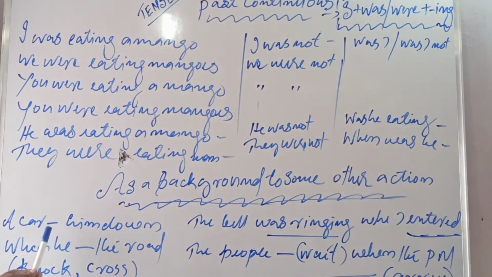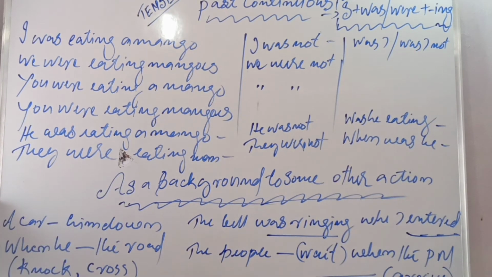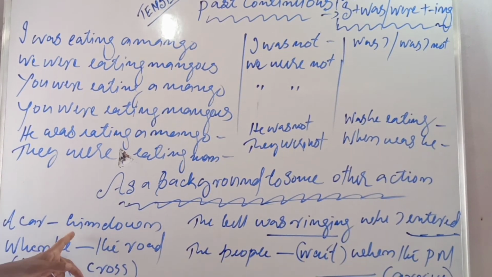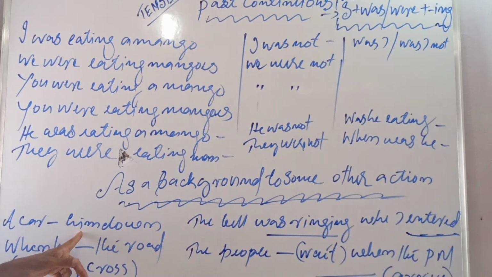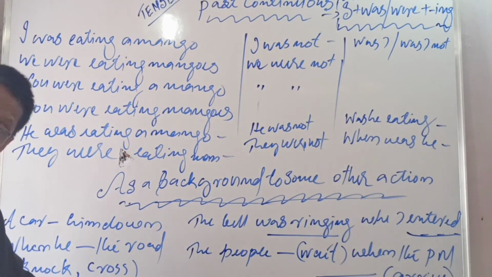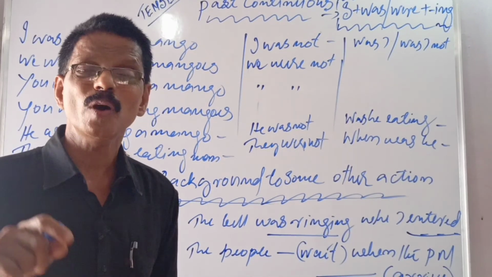Or, can you fill in the blanks? A car knocked him down when he crossed the road. A car knocked him down when he was crossing the road. When he was crossing the road, a car knocked him down. When he was crossing, just going on, you see, a car suddenly knocked him down. So, two actions will be there. One will be going on, happening as a background to another action.